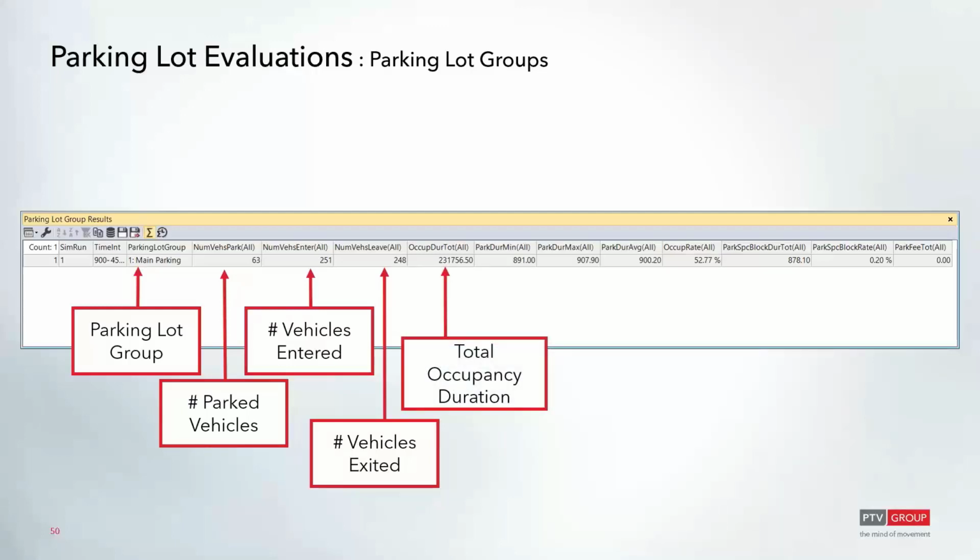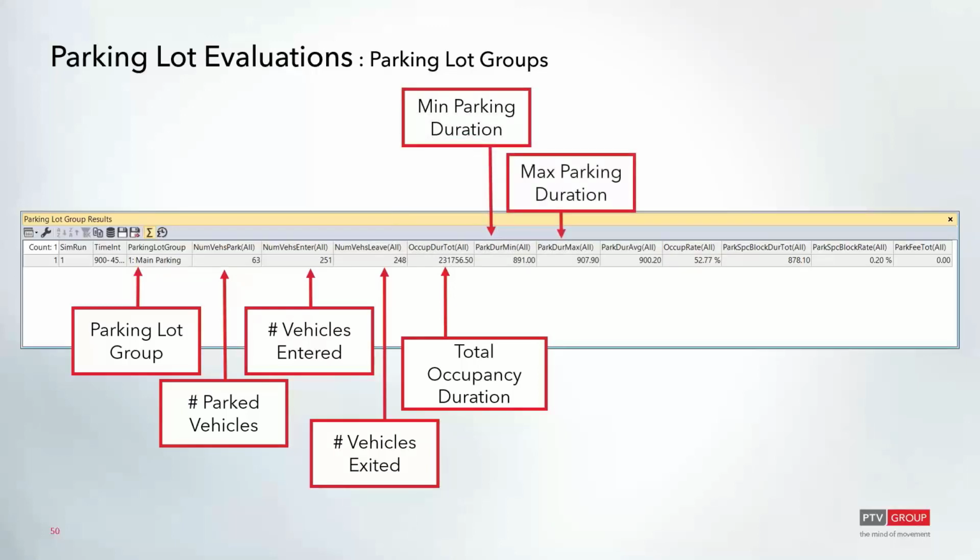And then here we've got a few different attributes regarding the amount of time that vehicles are parking. So in this case, this will be the total occupancy duration for all of the parking lots within those groups. And then we've also got the minimum parking duration, the maximum, and then also the average for each of those parking lot groups.